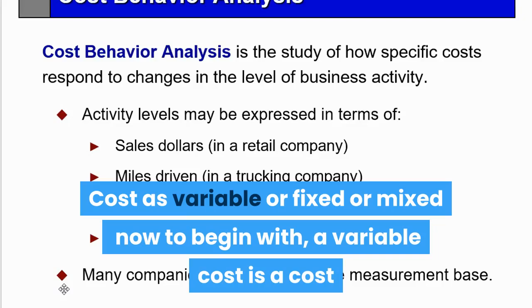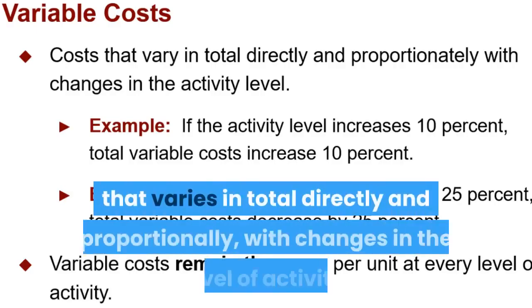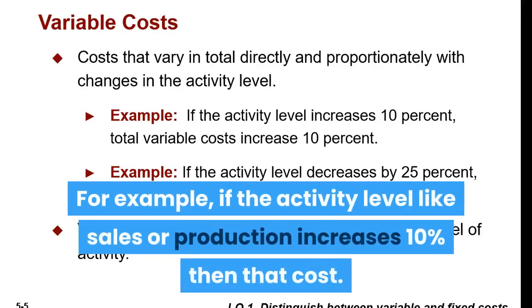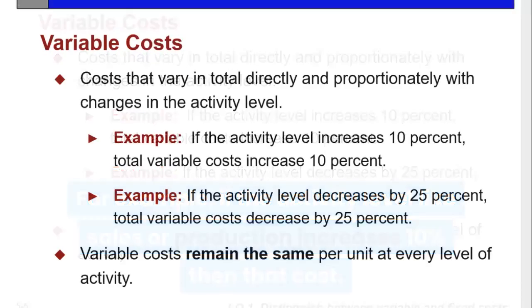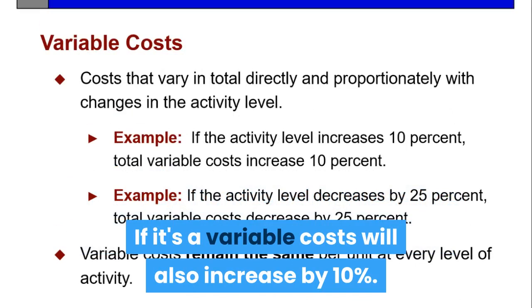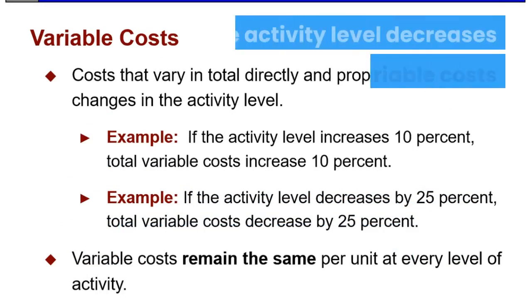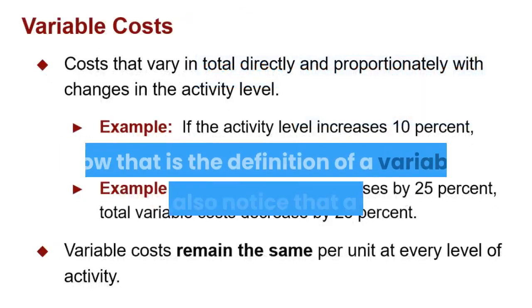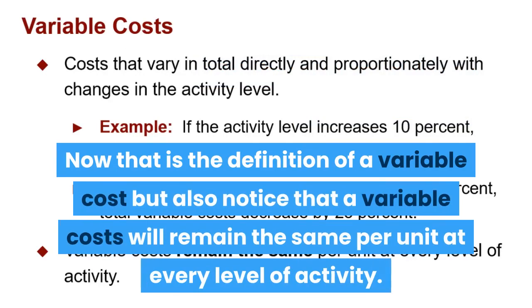To begin with, a variable cost is a cost that varies in total directly and proportionally with changes in the level of activity. For example, if the activity level like sales or production increases 10%, then that cost, if it's variable, will also increase by 10%. If the activity level decreases 25%, the total variable costs will decrease 25%. That is the definition of a variable cost, but also notice that a variable cost will remain the same per unit at every level of activity.